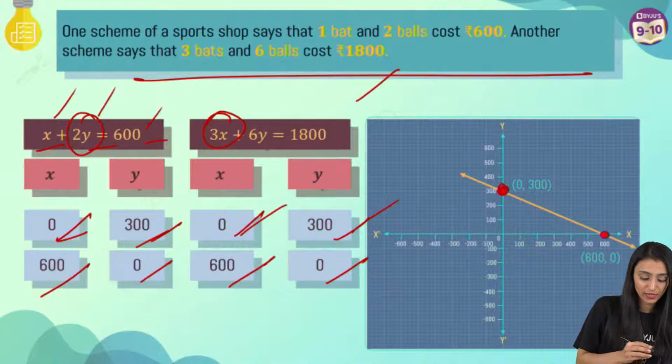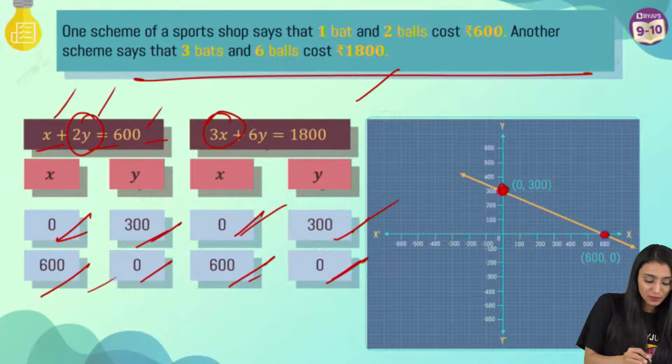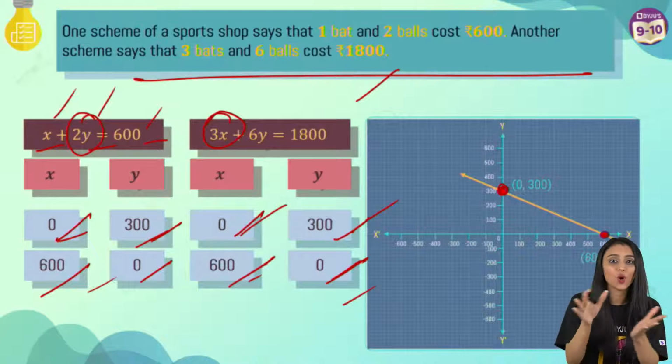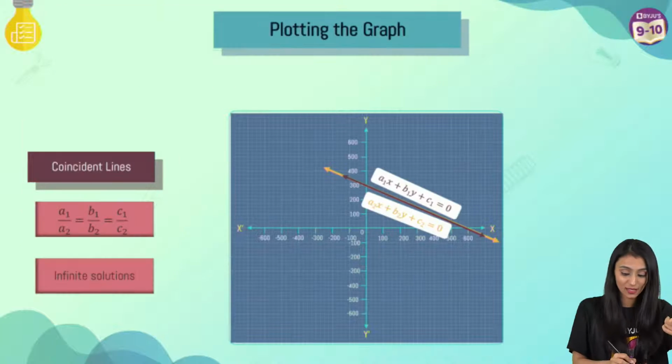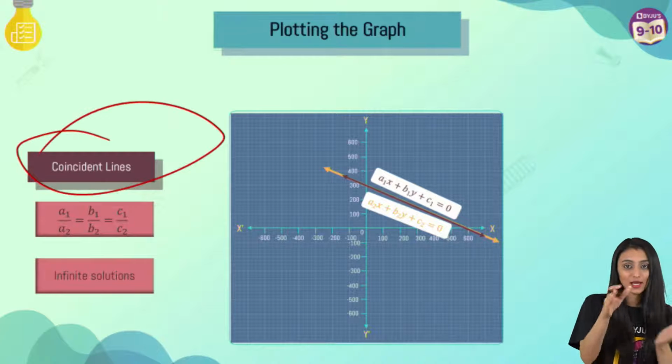x is 0, y 300. y 0, x 600. Both of them are the same if you see. So obviously the lines will overlap. Overlapping means the lines are coincident. Yes, whoever said that is correct. The lines would be coincident. They are overlapping.